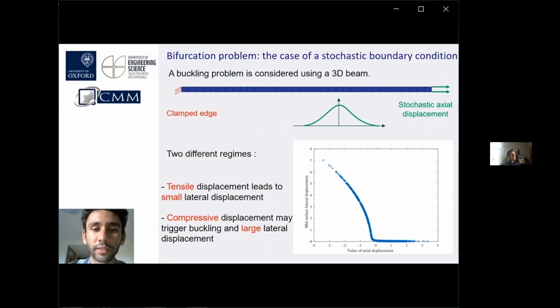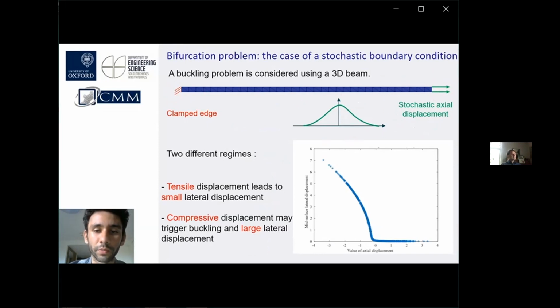We now test our method on a bifurcation problem where the output is varying discontinuously with respect to the input. The problem we consider here is a 3D beam that is clamped on its left side and submitted to a stochastic axial displacement on its right side that has a given distribution.